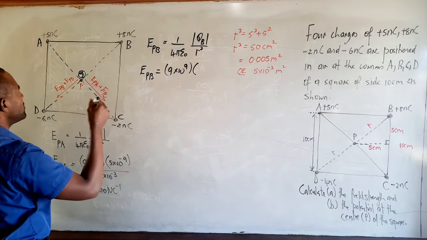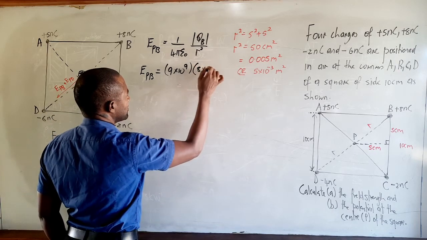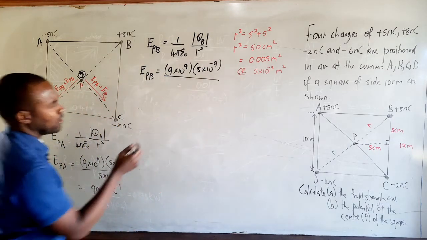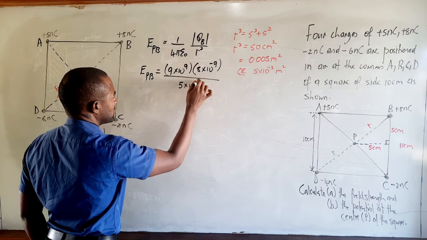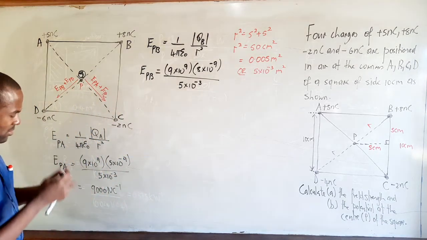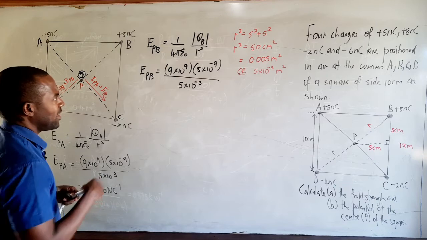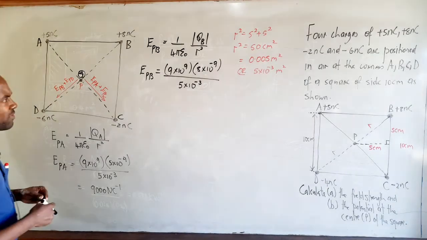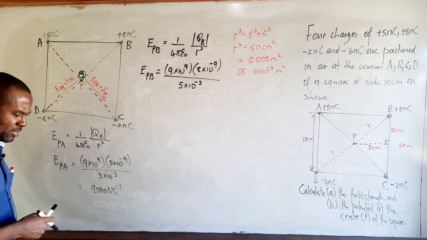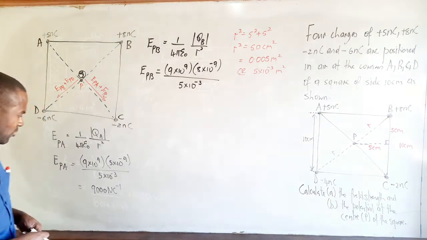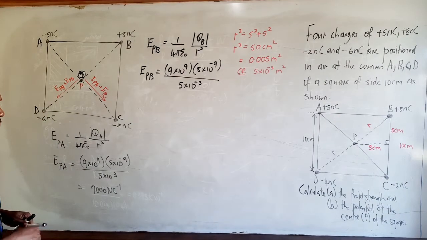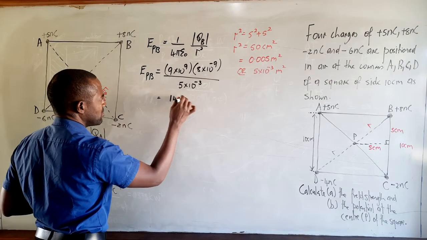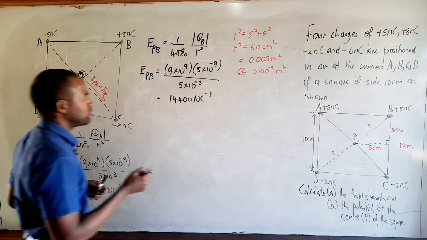So substituting the values here, this will give us EPB equals 9 times 10 to the 9 times the charge at B, which is 8 nanocoulombs. This is 8 times 10 to the minus 9 divided by r squared, which is basically 5 times 10 to the minus 3. And what does this give us? The 9 times 10 to the 9 and the 8 times 10 to the minus 9 will multiply to give 72. So 72 divided by 5 times 10 to the minus 3, that's going to be 14,400 newtons per coulomb.